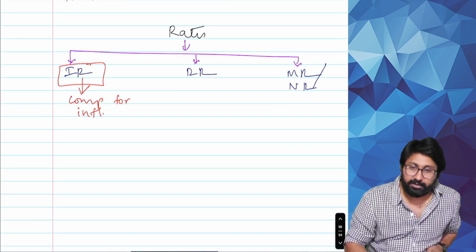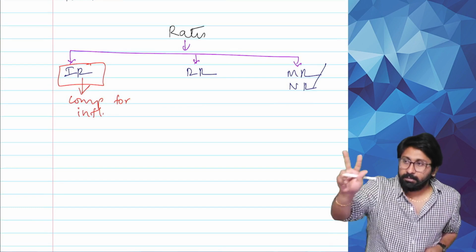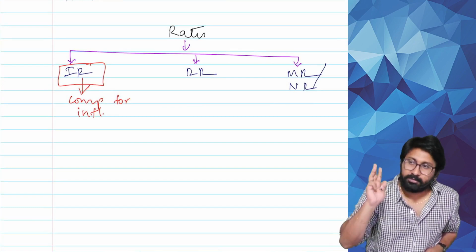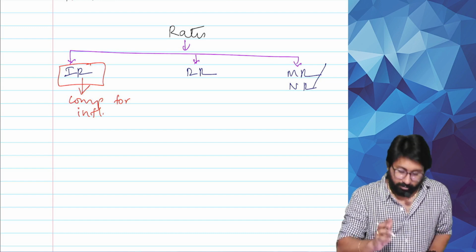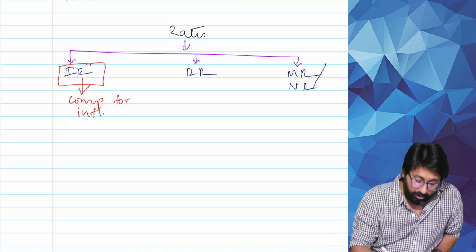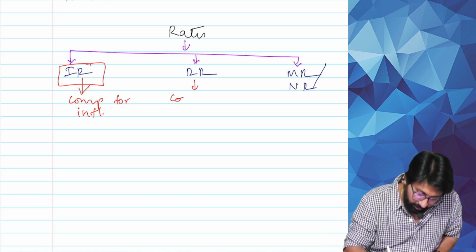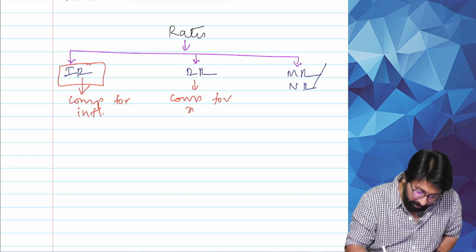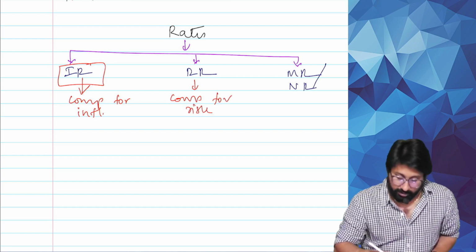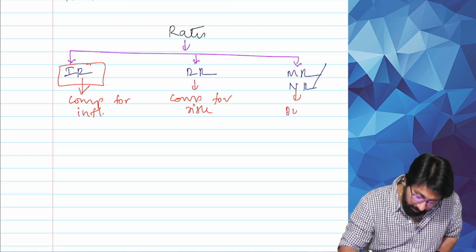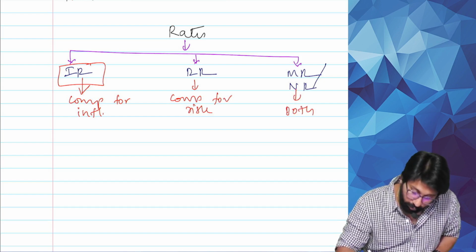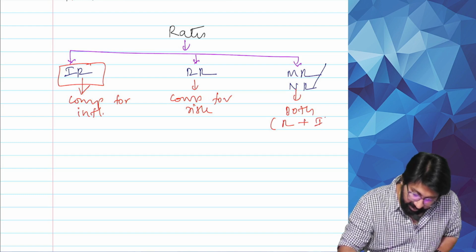First one, what is the first rate? Second rate. Third one. Okay. Inflation rate compensates for inflation only. Real rate compensates for the risk of the project. Money rate compensates for both. Means both what? Risk and inflation.